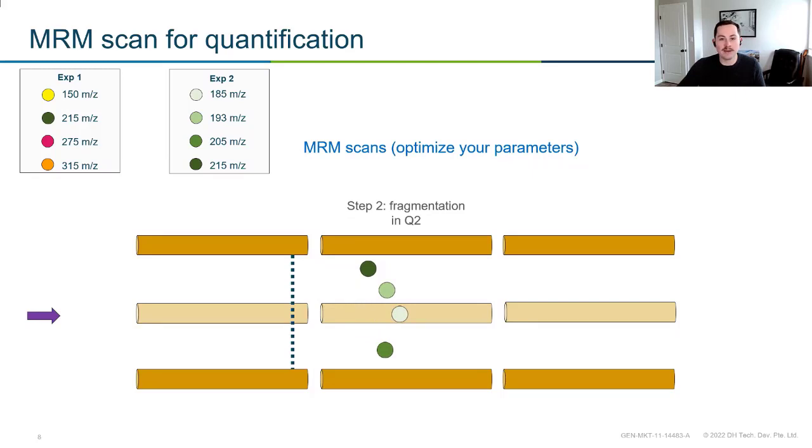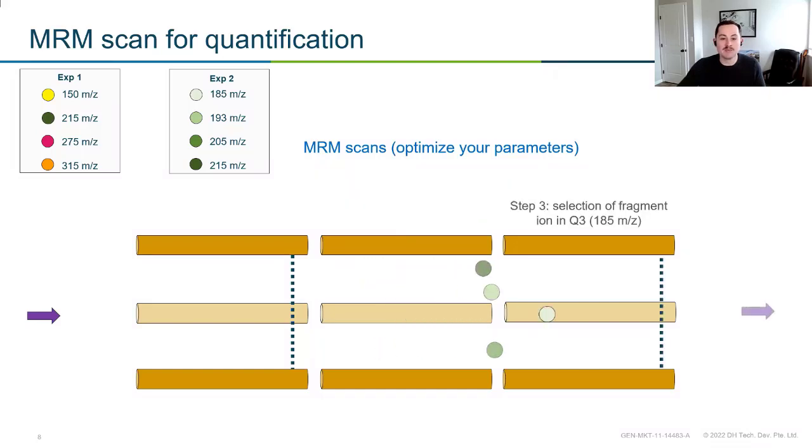And that would be our next step. We need to define those fragments. What are those masses that compound fragments into? And then finally, our Q3 will be used as a filter again to filter out a specific ion. In this example, would be that 185. So that's great. That's a nice little animation of what's happening. But what are the parameters we're really after?